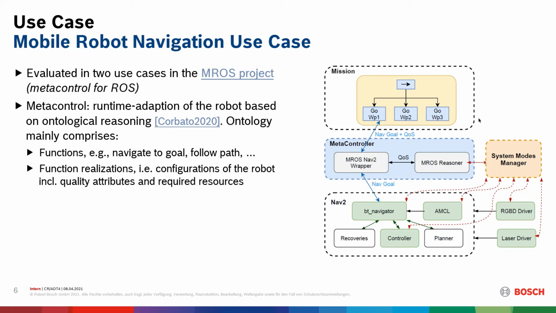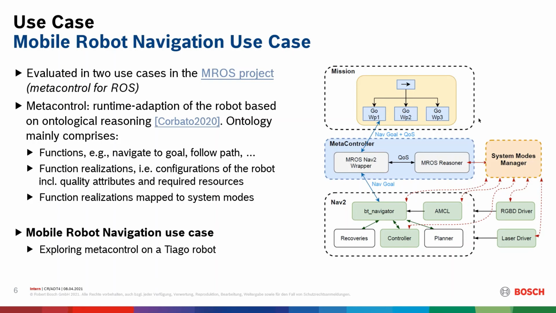Now, the catch is that these function realizations have a very good mapping to the system modes, since system modes also provide a good abstraction of a system configuration and its required parts. We evaluated the integration of Meta Control and the system modes in a mobile robot navigation use case. To demonstrate this, in the following video, you will see how the Tiago robot starts navigating through an office.